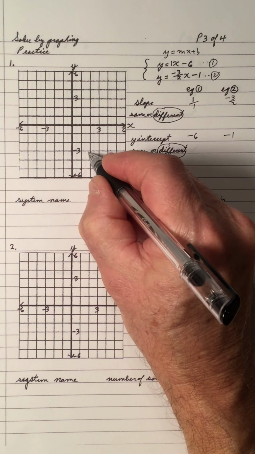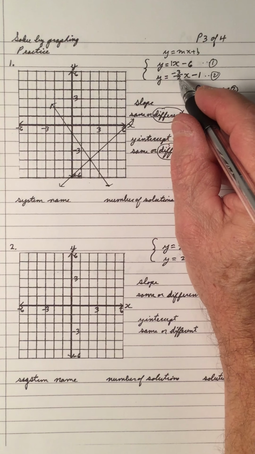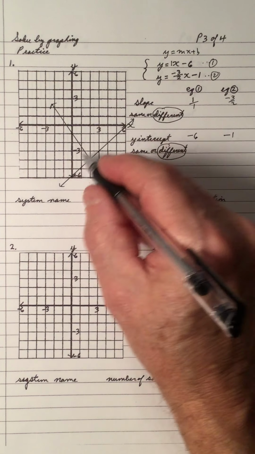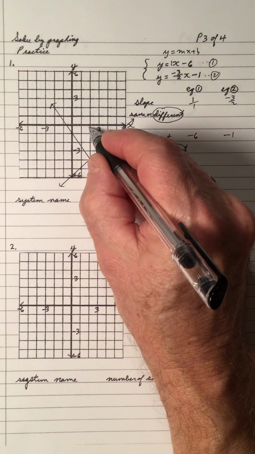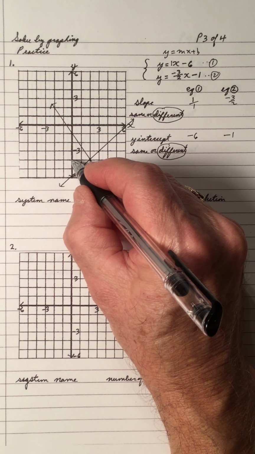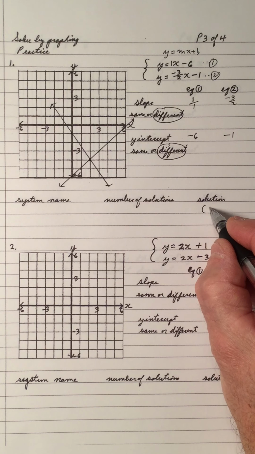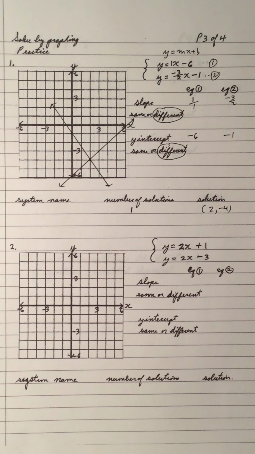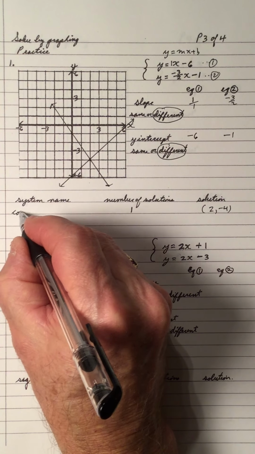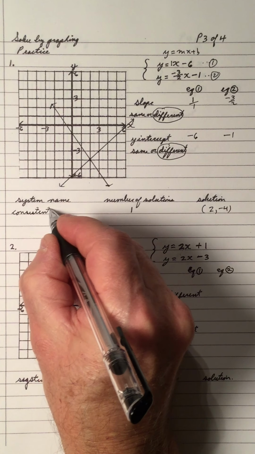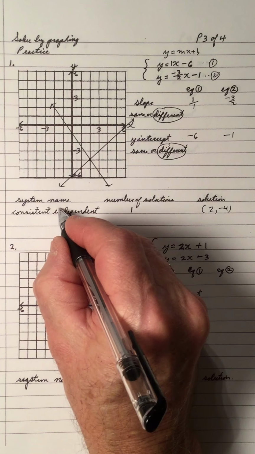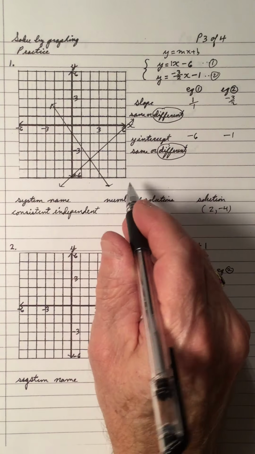And notice the 2 lines intersect here. Notice the slopes are different. If you have 2 lines and you're looking at their slopes, if they have different slopes, the lines will intersect at one point. So the solution here, if you go up here, x is 2, and you go across here, y is -4. So the solution is x is 2, y is -4. The number of solutions is 1, a point, and the name of the system is consistent, independent. Remember, learn this, memorize it, or ask your teacher if you have to know it.